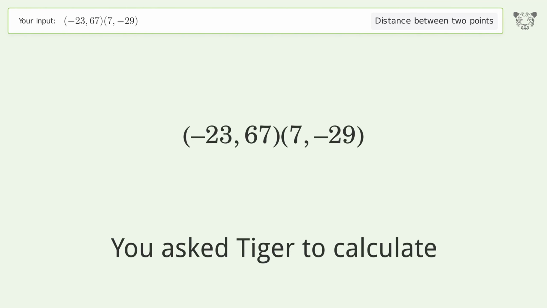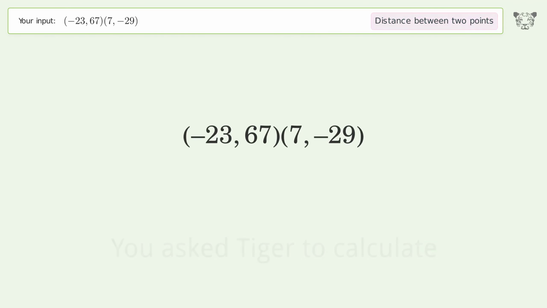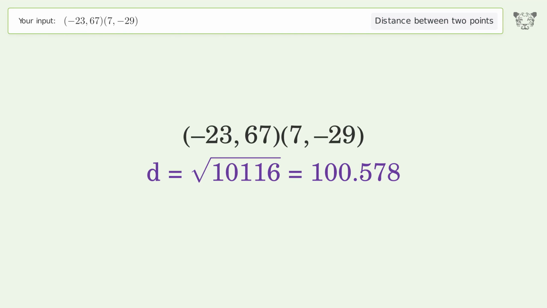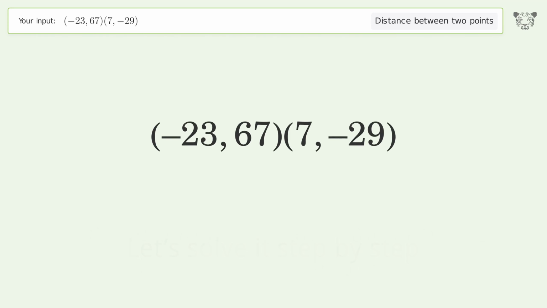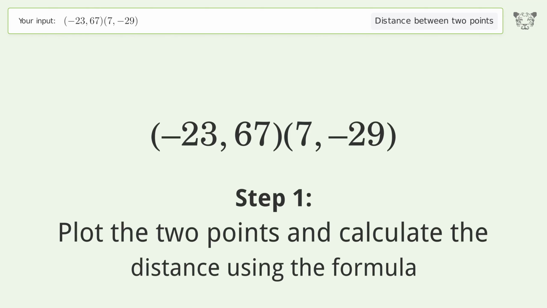You ask Tiger to calculate. This deals with the distance between 2 points. The distance between the 2 points is the square root of 10,116, or 100.578. Let's solve it step by step. Plot the 2 points and calculate the distance using the formula.